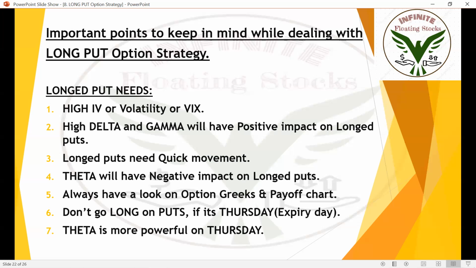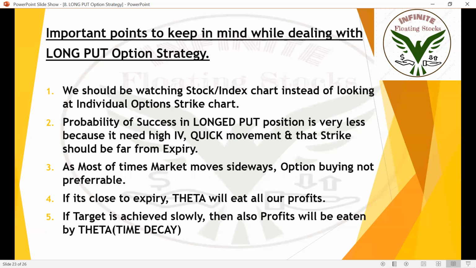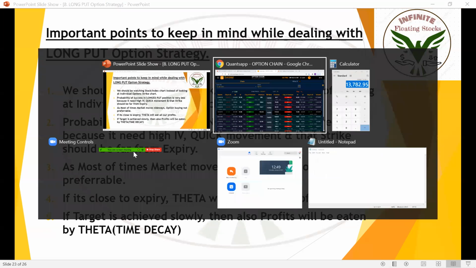It's a must. And don't go long on puts if it is Thursday. It's advice: do not buy puts if it is Thursday, which is the weekly expiry day. Theta is more powerful on Thursday, so more decay happens. So it's not advisable to go long on put options on Thursday, weekly expiry or monthly expiry. We should be watching the stock or index chart instead of looking at the individual stock strike price and individual options strike chart.